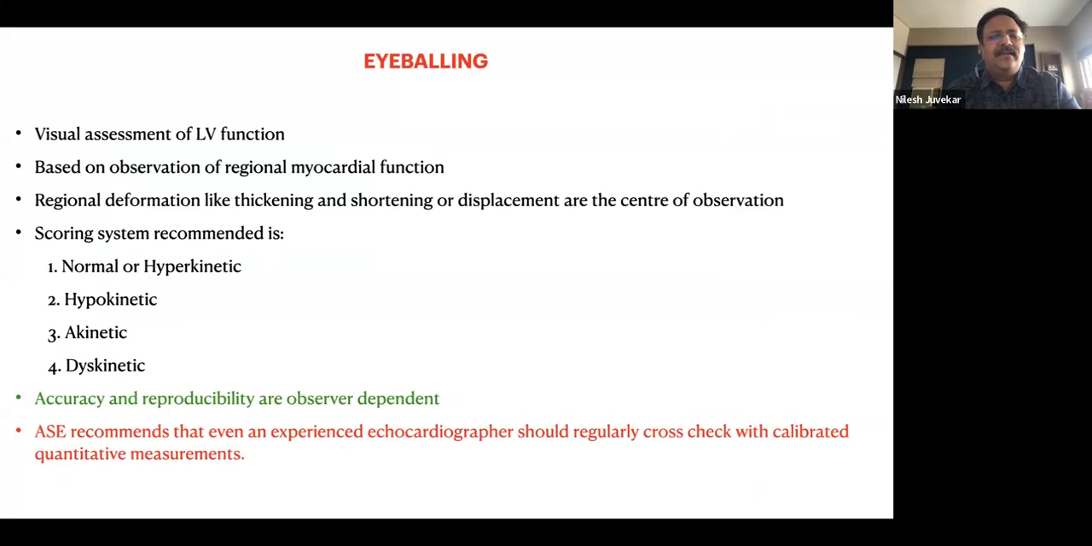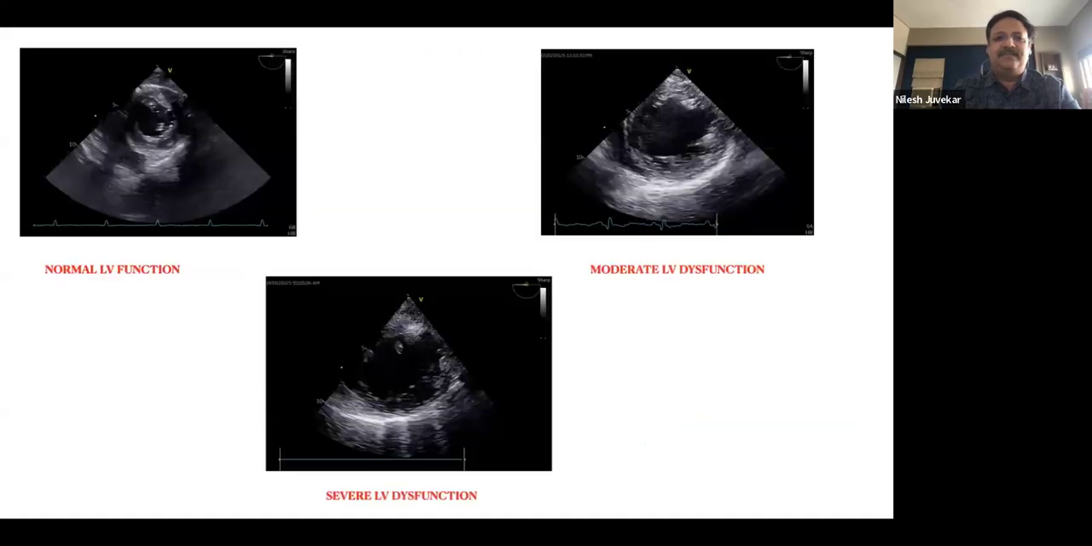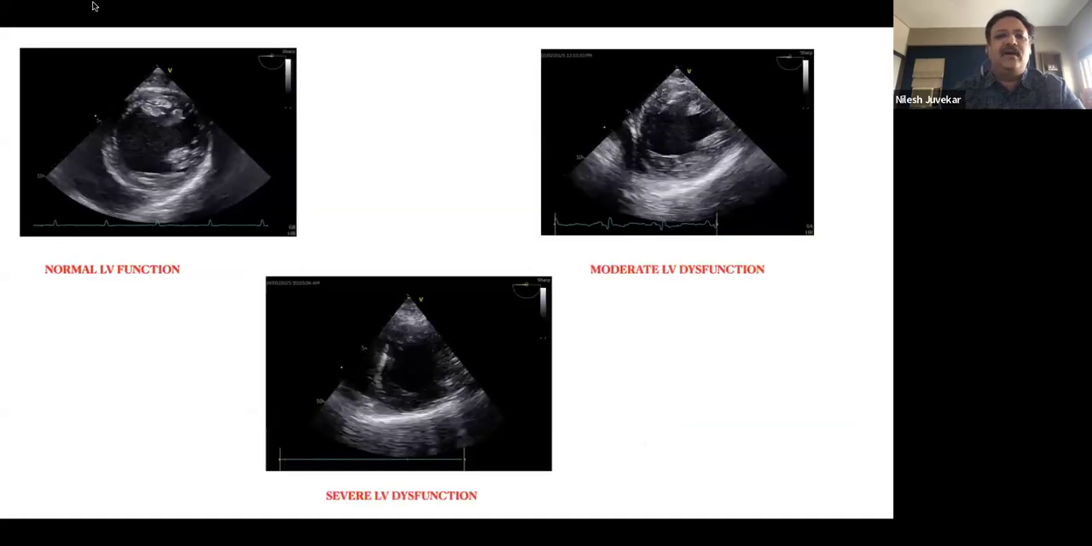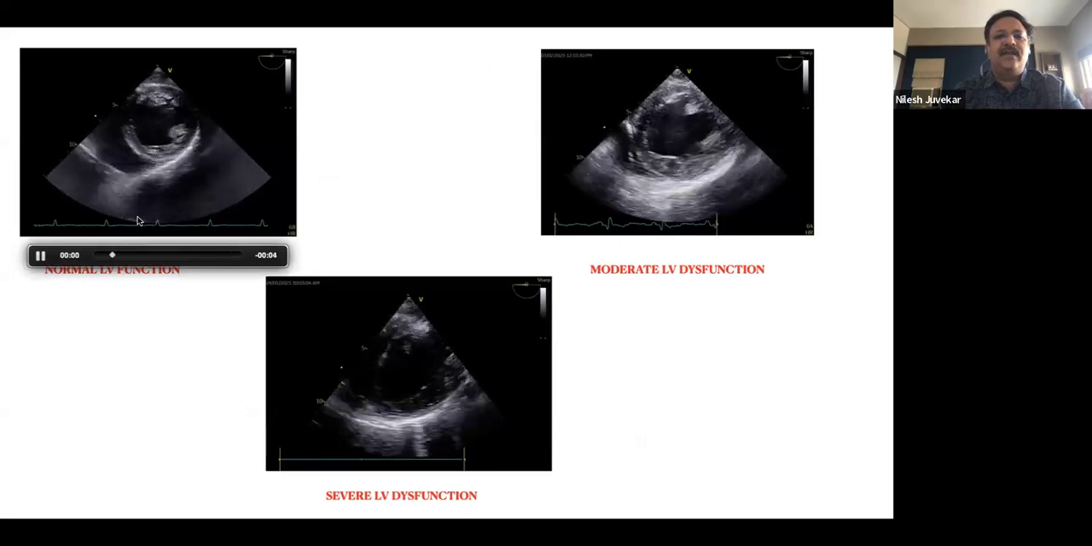So, as I said, the LV function is described as either mild LV dysfunction, moderate LV dysfunction, or severe LV dysfunction. The problem with eyeballing is that the accuracy and reproducibility are observer dependent. So the American Society of Echocardiography recommends that even an experienced echocardiographer should regularly cross-check his assessment with calibrated quantitative measurements.